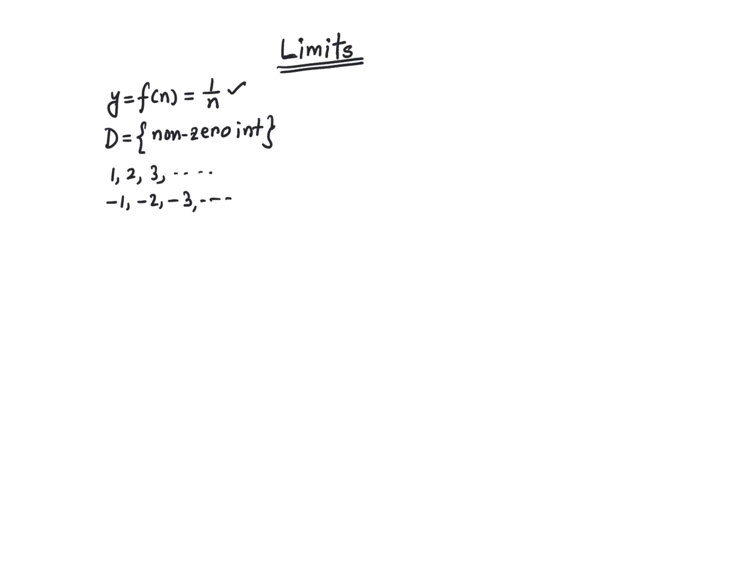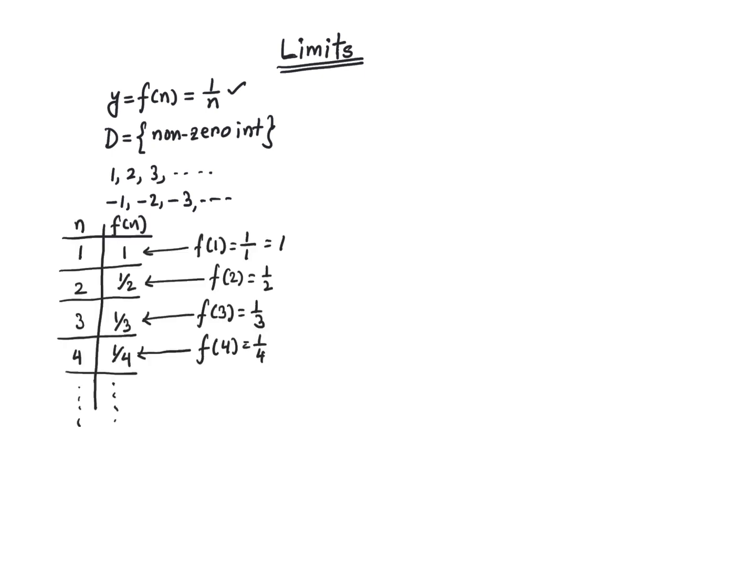Now let's investigate the behavior of this function as n gets bigger and bigger and bigger. So that means as n goes 1, 2, 3, 4, although it keeps going, right? So let's create a table. As you can see in this table, as n gets bigger and bigger, we start with n equal to 1, f of 1 is going to be 1 divided by 1, that is 1.